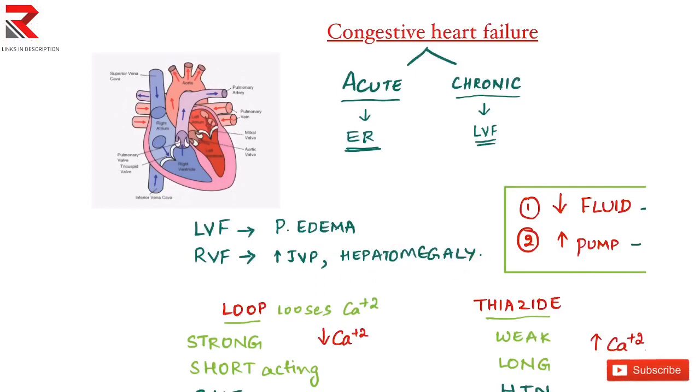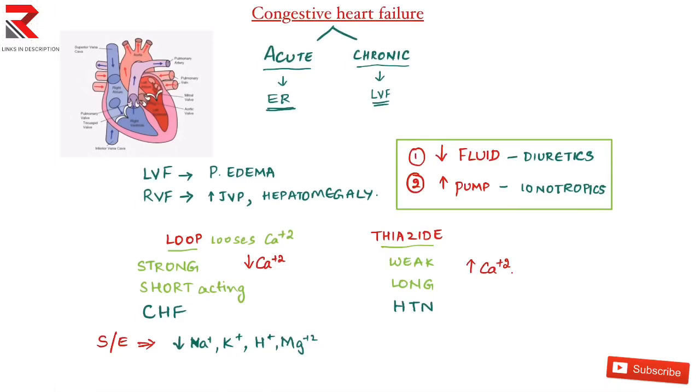Okay, so in this pathogenesis, what do you understand? There is more accumulation of fluid. So the main problems in congestive heart failure are two. There is more fluid, and the heart function or pumping activity is decreased. So what do you have to do as a doctor? You have to decrease the fluid. So you have to remove the excess fluid from the body. For this we use diuretics, and to increase the pumping action, the inotropic action, you use the inotropic drugs.